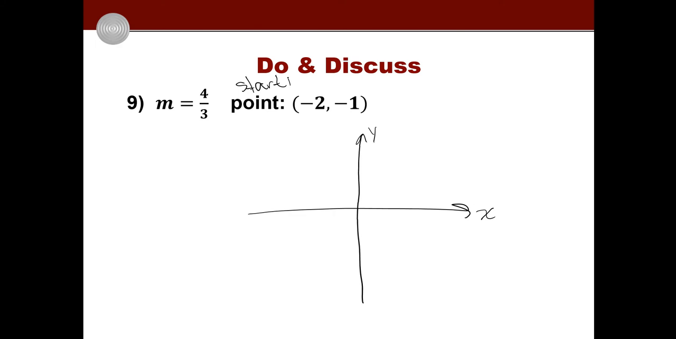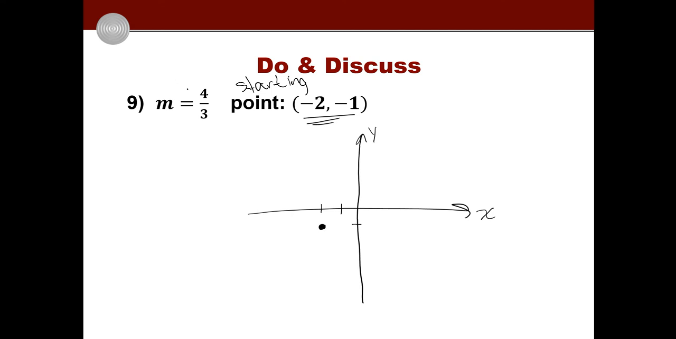So the first thing I need to do is the point. Think about it as a starting point. I have to start with the point first. I cannot start with the slope first. I have to know where I'm going from. So I first graph the point -2, -1.